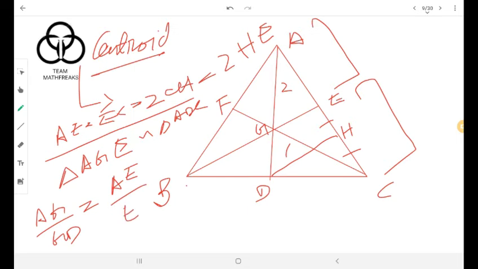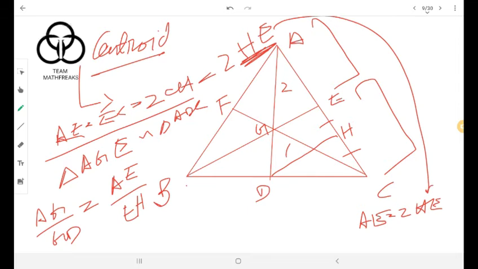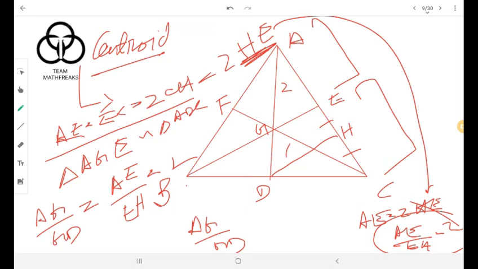AE by HE. Now what's the value of AE by HE? Here I have HE. AE equals twice of HE. From here, okay? AE by EH equals 2. Therefore AG by GD equals 2.